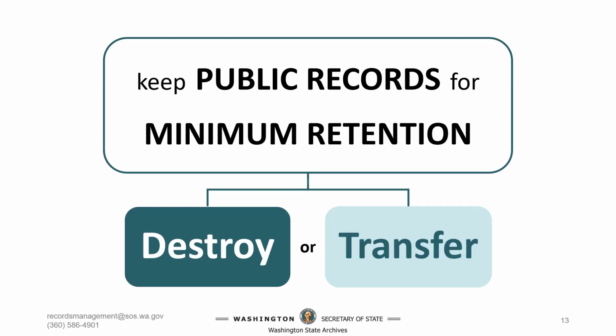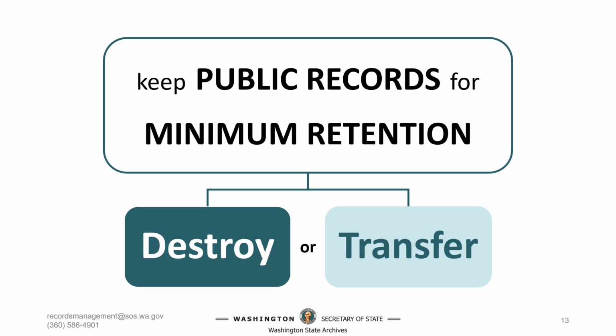This is the main thing we want you to understand about retention. Your responsibility is to keep your agency's records for the minimum amount of time listed in the retention schedule, and then either destroy them or transfer them to the state archives for preservation or appraisal. Please keep in mind that there are only 2 agencies authorized to be legal custodians of your records. That's your agency or the Washington State Archives.